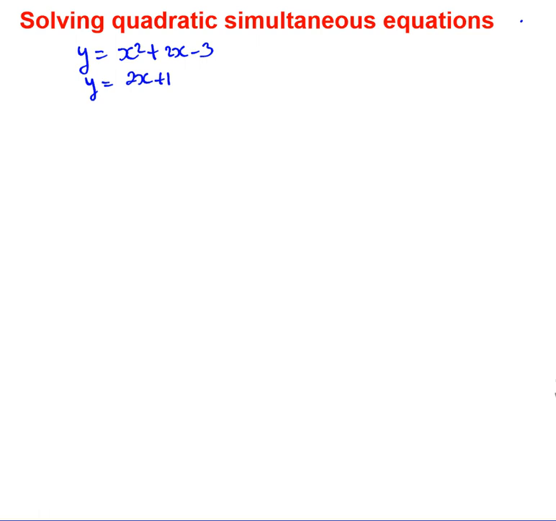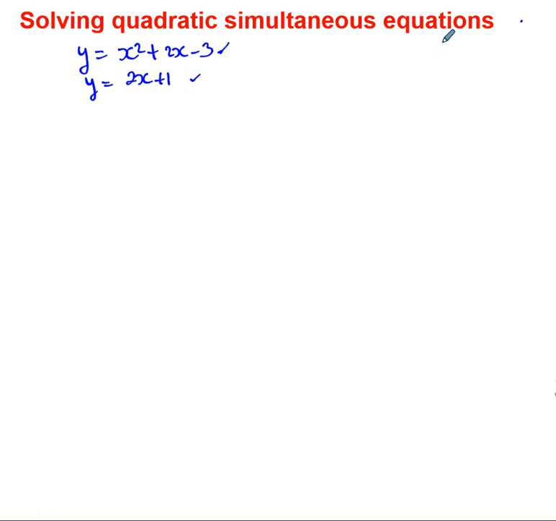Hi there, we're going to solve quadratic simultaneous equations involving a quadratic equation and a linear equation. So our quadratic equation is y equals x squared plus 2x minus 3, and the linear is y equals 2x plus 1. What we're trying to do is find a solution that satisfies both equations.